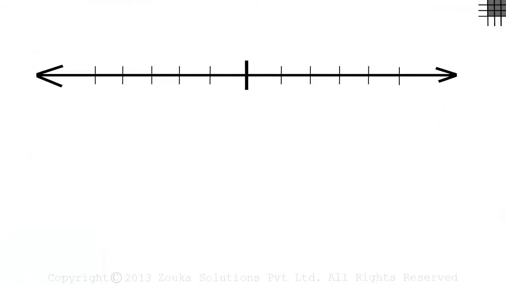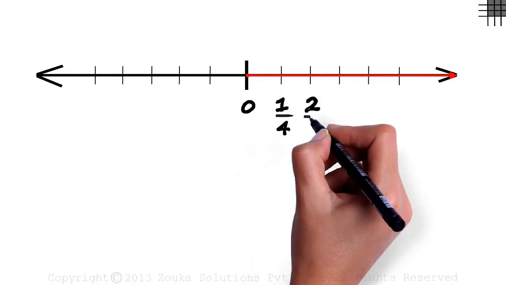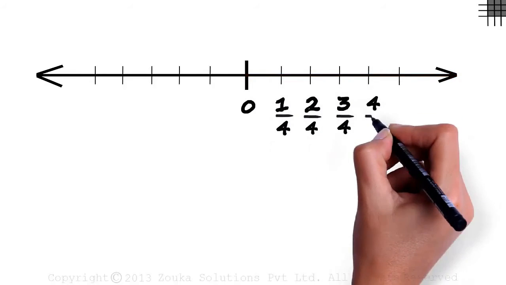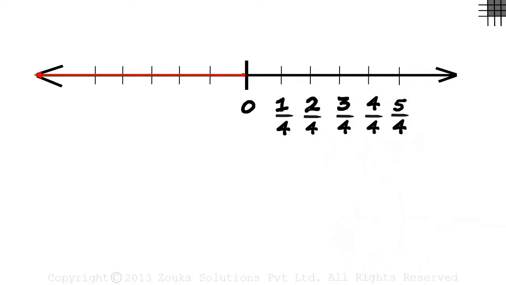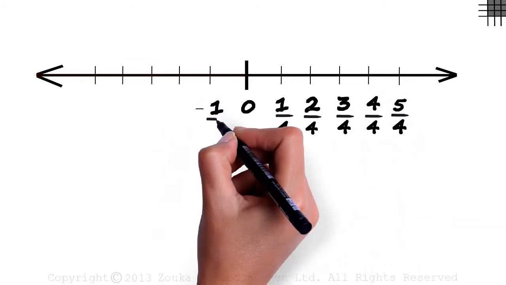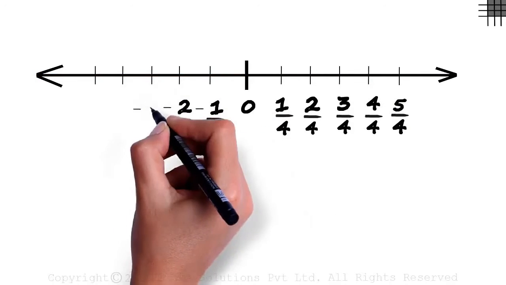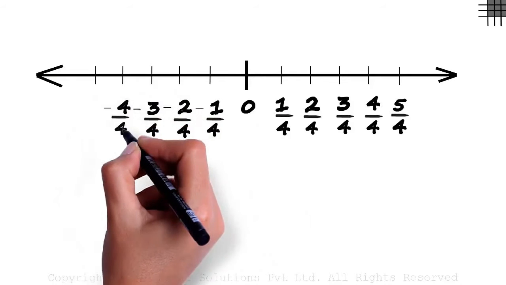Now let me draw a number line with rational numbers on it. In the center we have a 0. On the right hand side we have numbers 1 by 4, 2 by 4 and so on up to 5 by 4. On the left hand side we have numbers minus 1 by 4, minus 2 by 4 and so on up to minus 5 by 4.